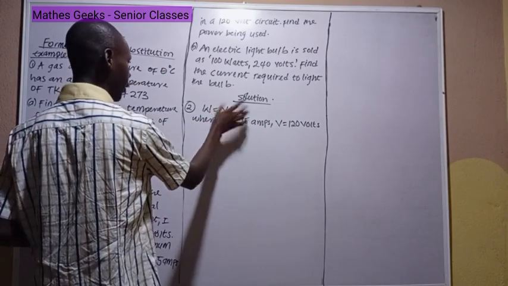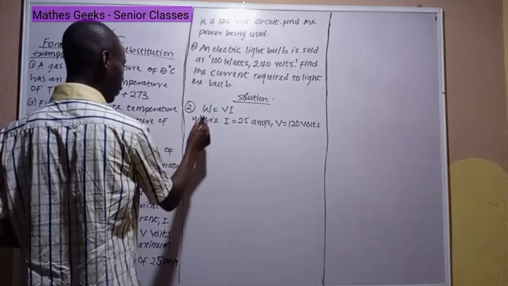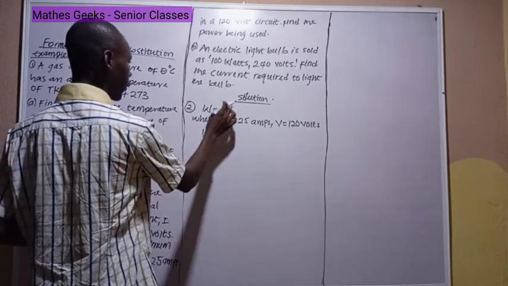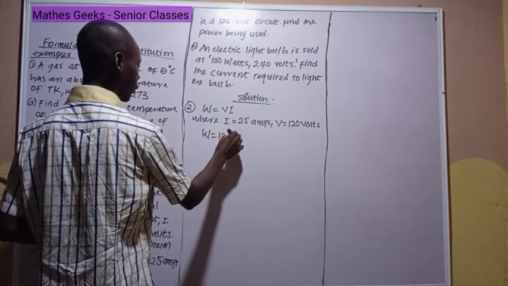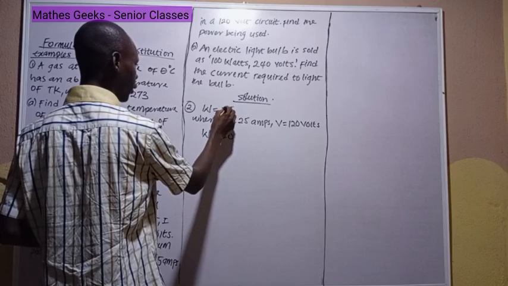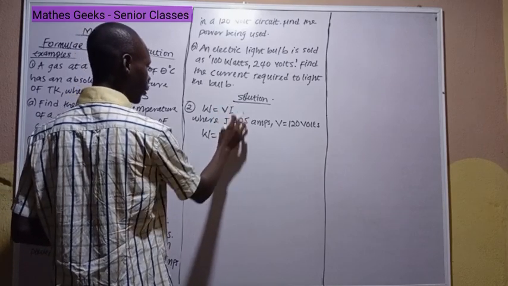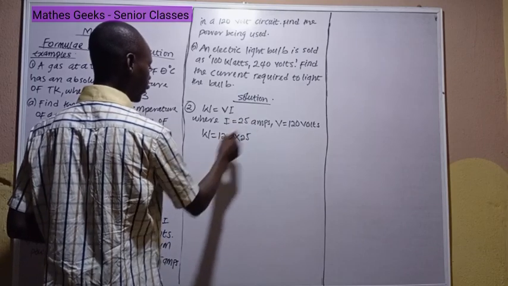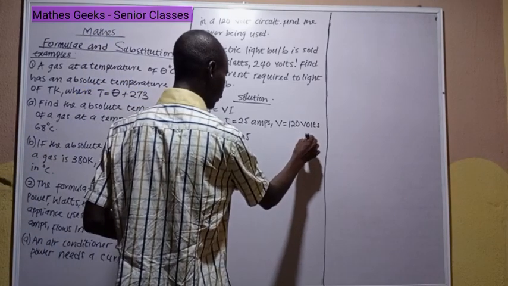into the equation by replacing the letters with the values. So W is equal to, where we have V, we put the value of V here, 120. VI is multiplication, so we multiply. I here is equal to 25. This is equal to 120 times 25.